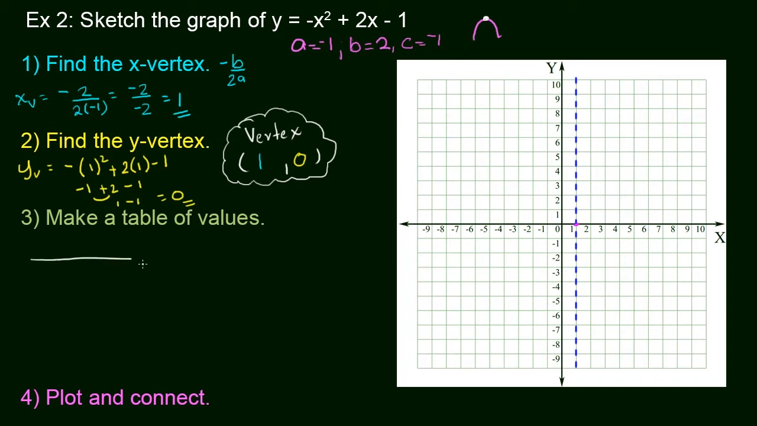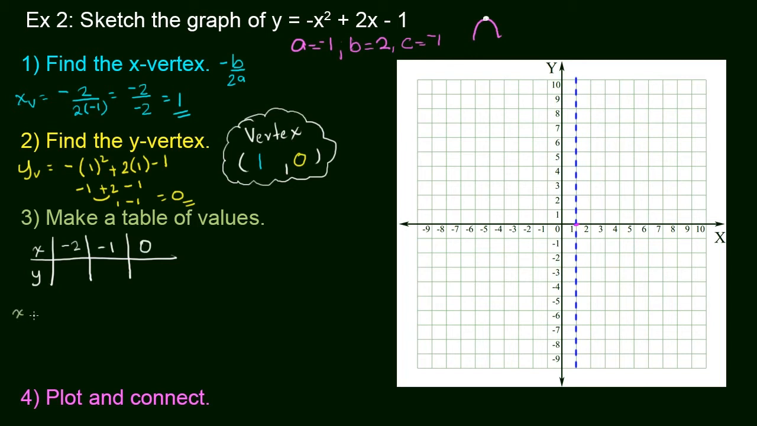So I'm going to start by creating my table. For my x values, I'm going to choose on the left side of 1: 0, negative 1, and negative 2. I'm going to write it in numerical order from least to greatest, and I'm going to evaluate that.